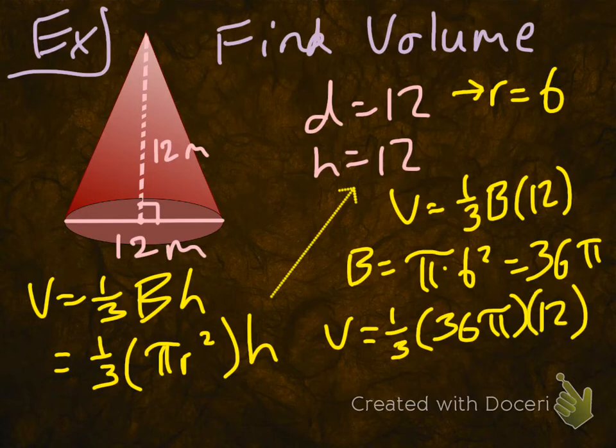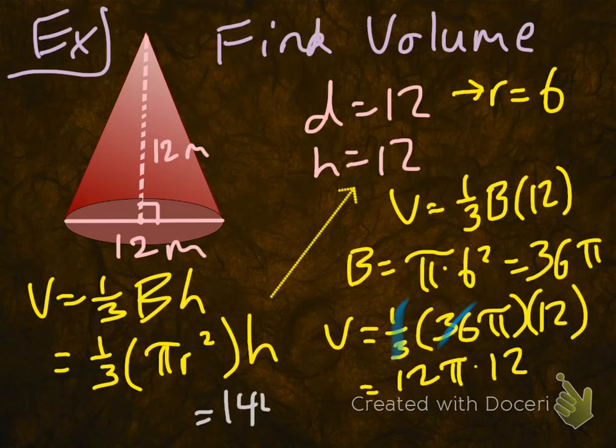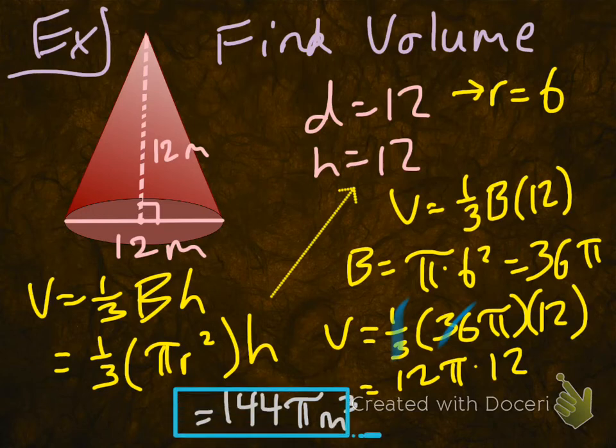Now you can just do 1/3 times 36 gives you 12. So this is 12 pi times 12, which is 144 pi, and my units are meters, so cubic meters. Okay, so that's the structure of this type of problem. Not really much to add there. Seems pretty straightforward to me.